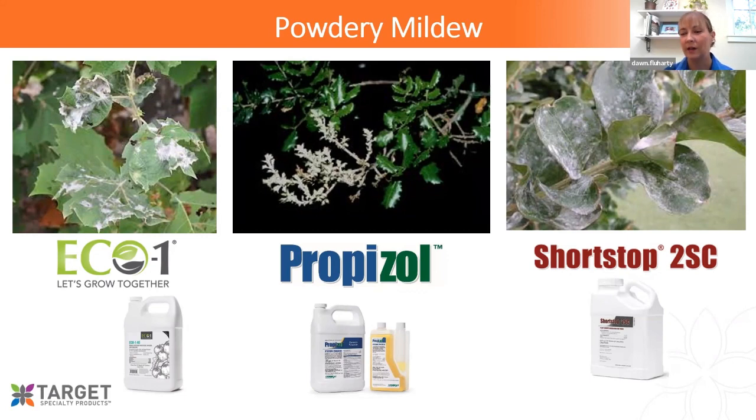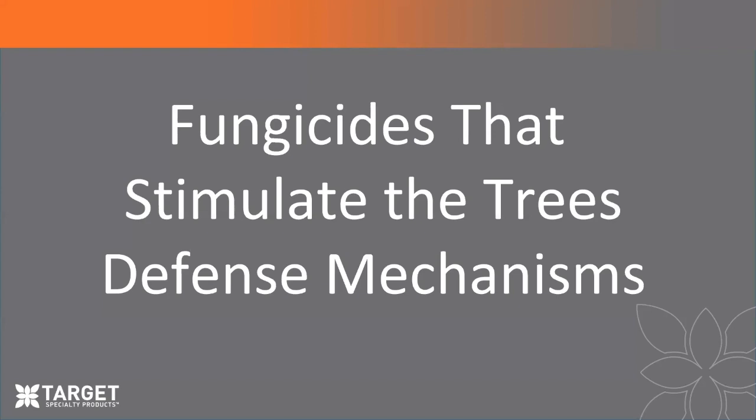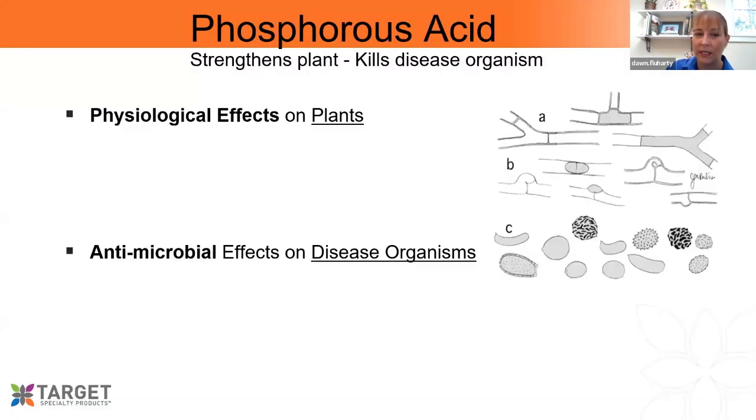And then we start thinking outside the box when we go over to our plant growth regulators. So keep that in mind. We have other ways that we can stimulate a tree's defense mechanism beyond just fungicides. So getting into that, we're going to get into the fungicides that stimulate the tree's defense mechanisms. Pretty short and simple. This is the second class of fungicides that we tend to use.